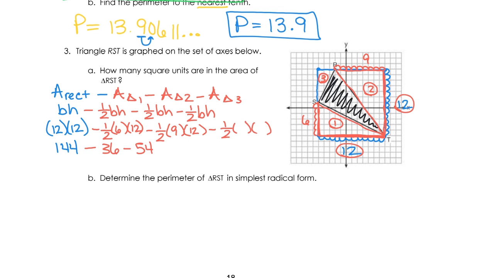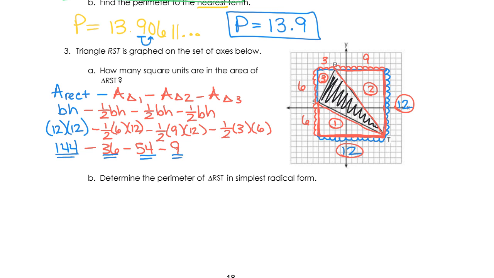And we need to know the base and the height of it. So triangle 3, it looks like this is 1, 2, 3 by 1, 2, 3, 4, 5, 6. 3 by 6, which is 18, and half of 18 is 9. So out of the 144 blocks inside the big rectangle that we put around it, we're going to take 36 out from triangle 1, 54 out for triangle 2, and 9 out for triangle 3.